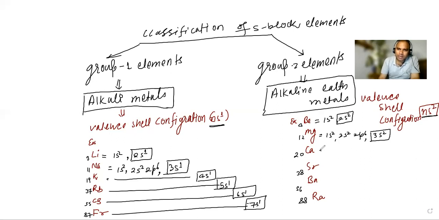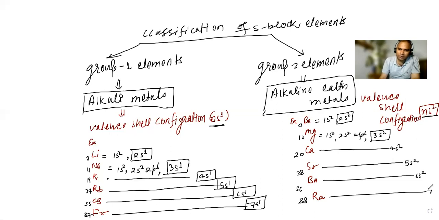If you talk about calcium, it is 4s2. Strontium is going to be 5s2. Barium is 6s2. And radium is going to be 7s2. So these are the valence shell configurations.